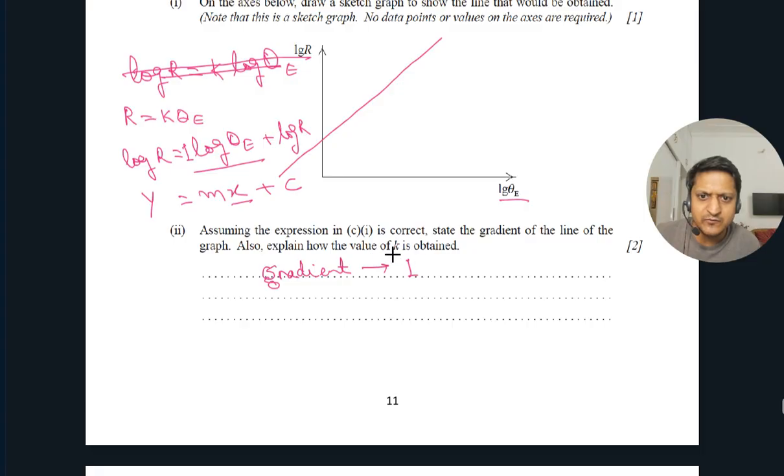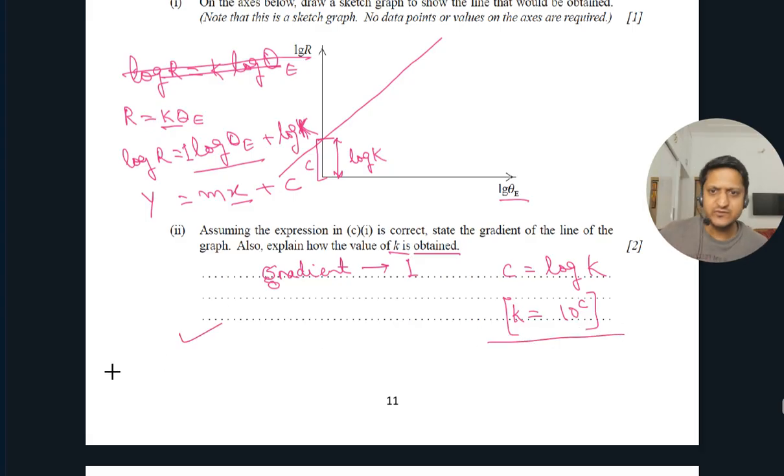Also explain how the value of k is obtained. So k will be obtained like this, because this is k, not R. So we will say that the intercept on the y-axis is log k. If this intercept is something, we can say c. So c will equal log k. So we can say that k will equal 10 raised to the power c, or we have to take the anti-log here. So this is how we have to solve these questions.